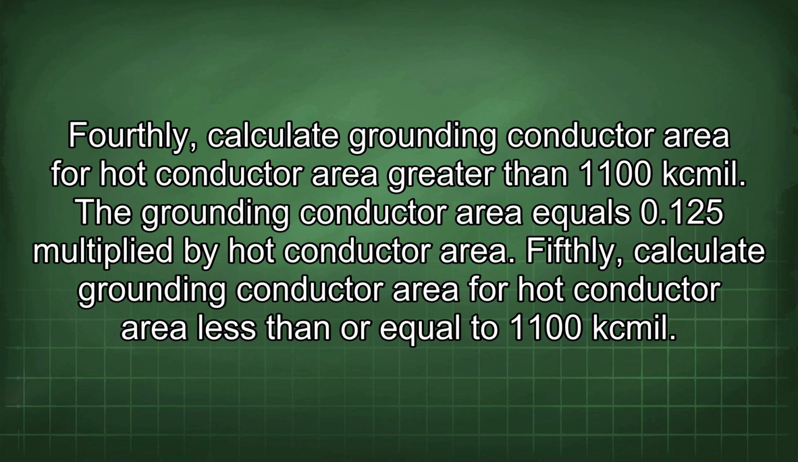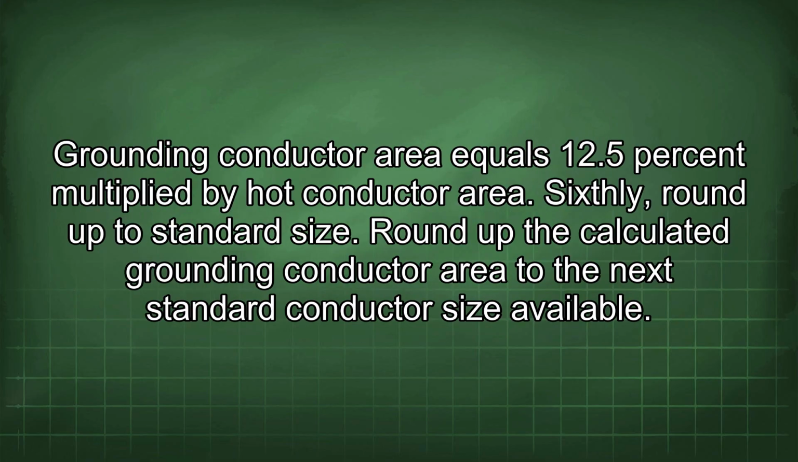Fifthly, calculate grounding conductor area for hot conductor area less than or equal to 1100 kcmil. Grounding conductor area equals 12.5% multiplied by hot conductor area. Sixthly, round up to standard size. Round up the calculated grounding conductor area to the next standard conductor size available.